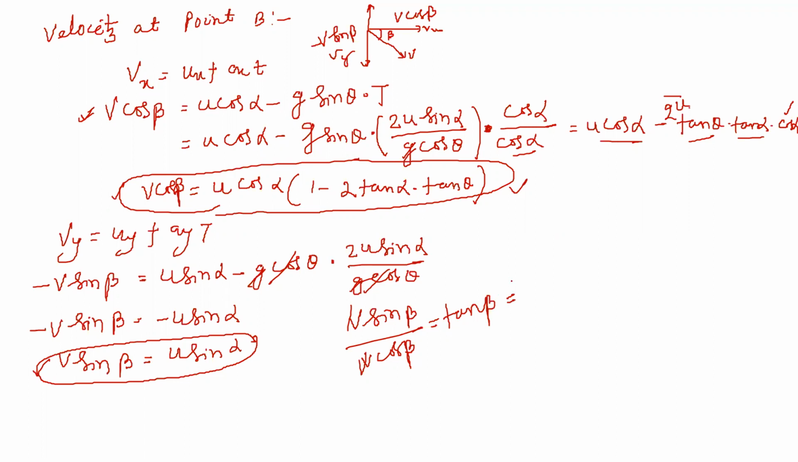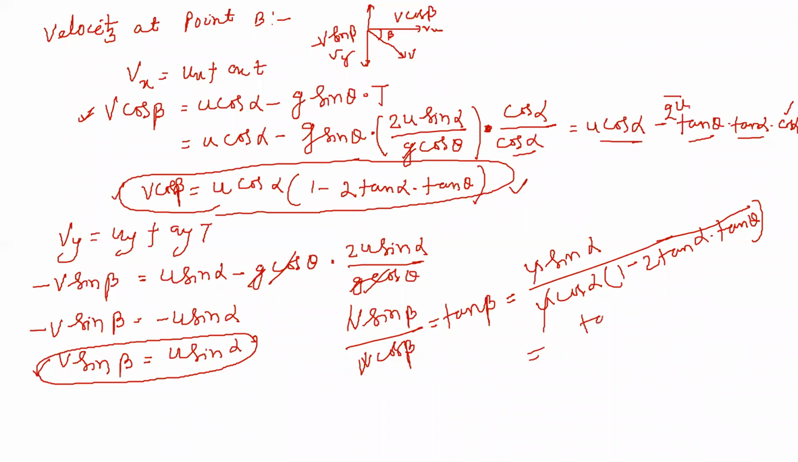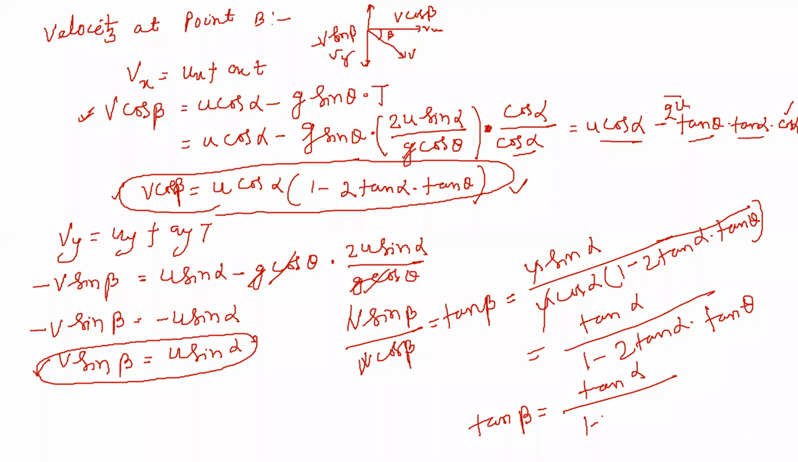See here, u sin alpha was there in the numerator divided by u cos alpha whole into 1 minus 2 tan alpha into tan theta was there. Yes or no? U cancels. Sin alpha by cos alpha is equal to tan alpha. So I can write in the numerator tan alpha divided by 1 minus 2 tan alpha into tan theta. So we can use this in many of the cases. Then I can write tan beta is equal to nothing but tan alpha over 1 minus 2 tan alpha into tan theta for this projectile. Sometimes only alpha will be given, beta will be given.